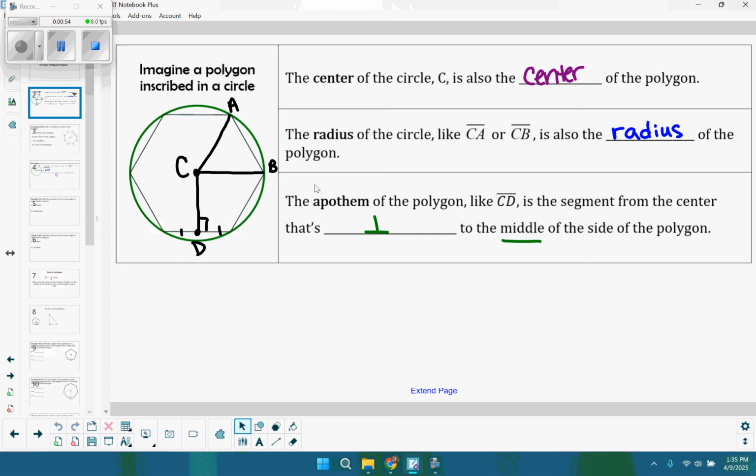An apothem, which is our new segment, like CD, is not in a circle. It only exists in a polygon, and it's perpendicular to the middle of the side of the polygon. So it goes to the midpoint of the side at a right angle from the center.